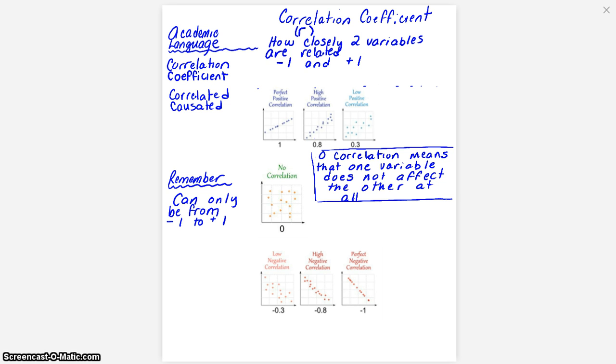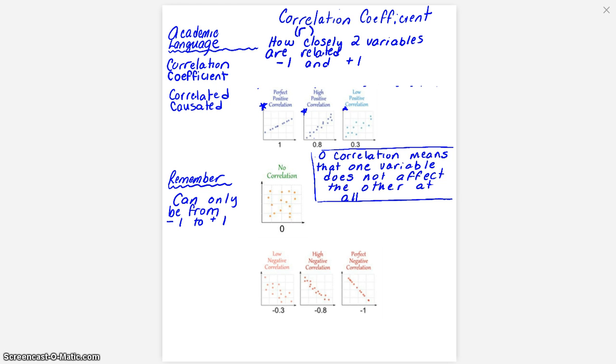A perfect positive correlation is 1, is positive 1. That's the first one you see right here. Okay, a perfect positive correlation. A high positive correlation, now that came out to 0.8, which was close to 1. 0.8 was close to 1, but not quite perfect, right? It's some real world data. Like, there's always going to be outliers. But it's higher than the next one, which is 0.3.